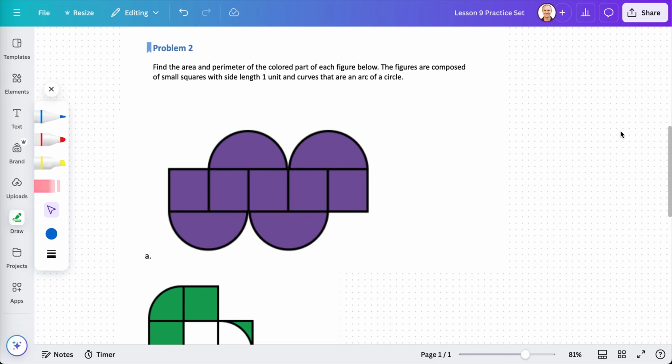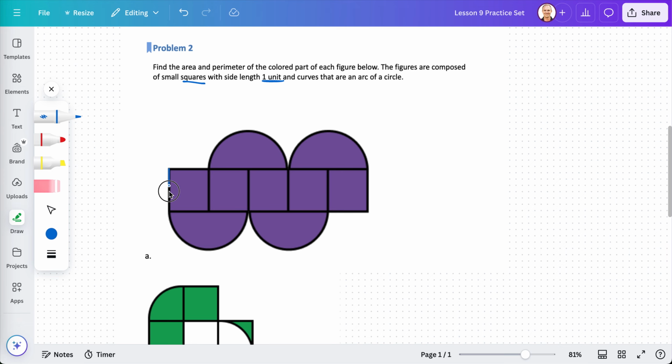Find the area and perimeter of the colored part of each figure below. So I need to find all of this area. The figures are composed of small squares with side length 1 unit and curves that are an arc of a circle.